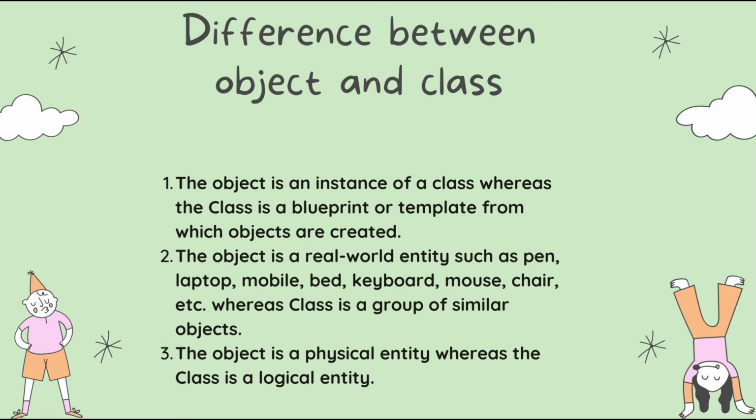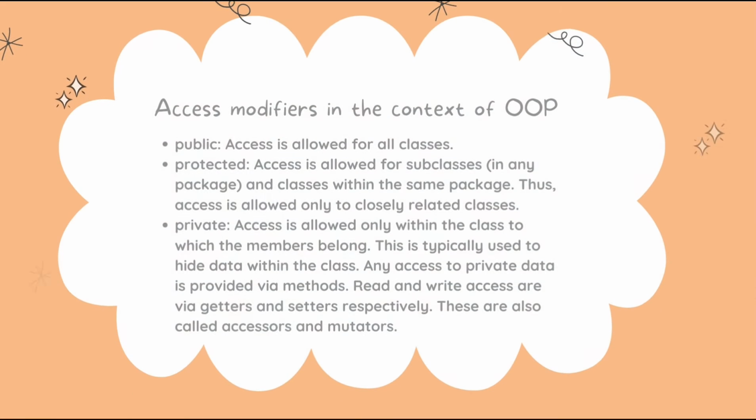Difference between object and class. The object is an instance of a class, whereas the class is a blueprint or template from which objects are created. The object is a real-world entity such as a pen, laptop, mobile, bed, keyboard, mouse, chair, and others, whereas a class is a group of similar objects. The object is a physical entity, whereas the class is a logical entity.